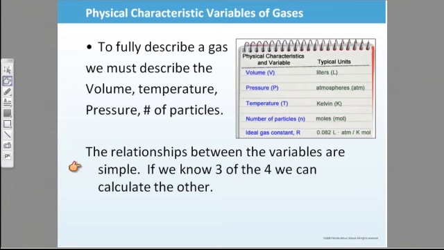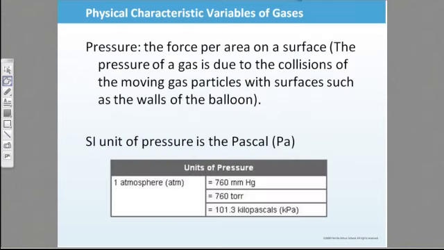Alright, so basically the relationships are what we're going to be looking at throughout this lesson. And really it's pretty simple. It's like any type of math problem. If you know three of the variables, you can easily solve for the fourth one. We're going to look at these relationships as we go through. But before we look at the relationships, we need to talk a little bit about some of those different units specifically. First off, let's talk about pressure.